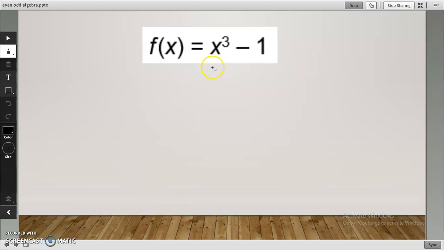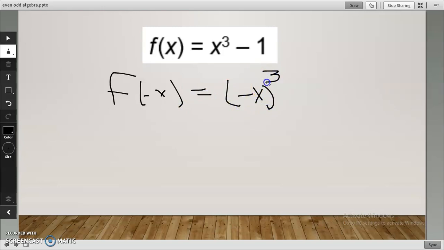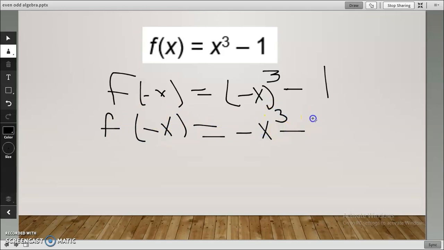All right, here's another one. Again, I'm going to plug in my negative x. So when I evaluate, when I cube a negative number, it turns negative. All right, so this time my signs are not the same. So here I have a positive and a negative, and this is still minus minus. So this is totally different. So it's not the opposite, and it's not the same, so this is neither.